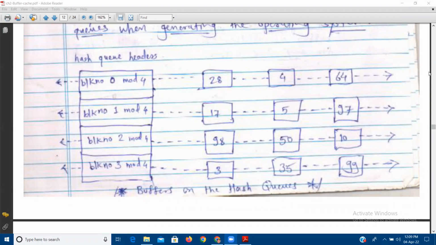So such buffers are kept as a part of hash queue. So here I have written 28, 4, 64. You may write your own numbers. It depends upon the hash function.